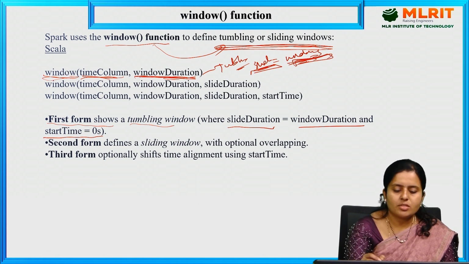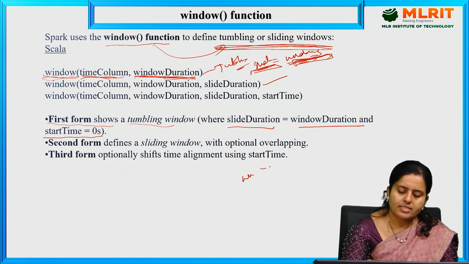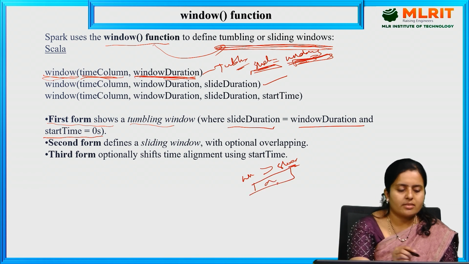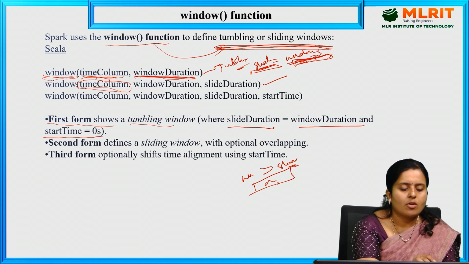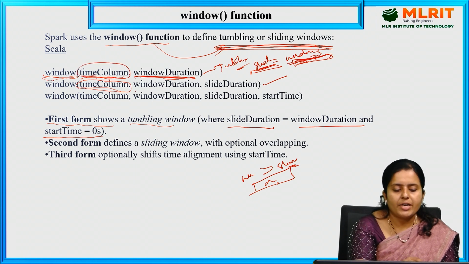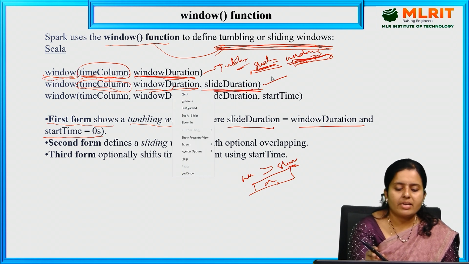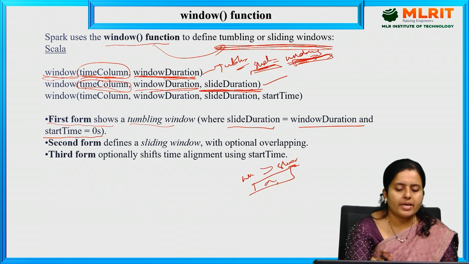When it comes to sliding window, as I have told you, the window duration is greater than the slide duration. Why? Because there is a chance of overlapping. That is the reason. So the time column factor is common to all, and the window duration, and another factor added here is the slide duration, based on which the windows slide over a period of time.